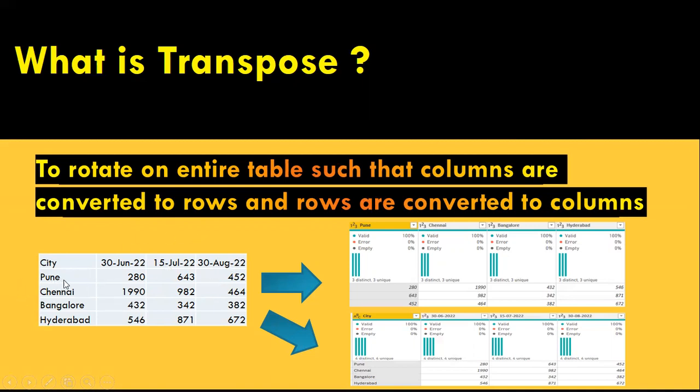Now we want to convert your row header into column header. So now Pune will come here. This one will get rotated here. So 280 and 643 will come here. 452 will come here. And Chennai will become a column header, and all the values will get rotated. And here 1990, 982, 464. This is how you can see the data here.